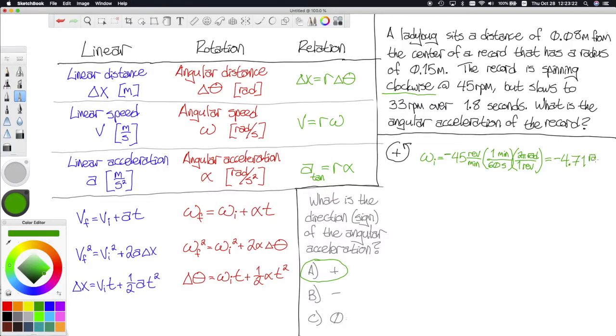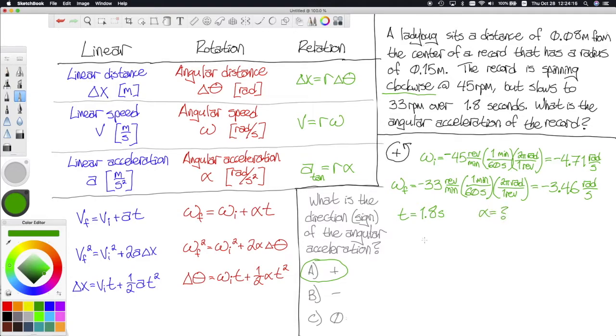We're going to have to do the same thing with the final velocity as well, because our final angular velocity is negative 33 RPMs, or revolutions per minute. And we end up with a value of negative 3.46 radians per second. We know that t, the amount of time it takes this deceleration to occur, is 1.8 seconds, and we are looking for the angular acceleration alpha.